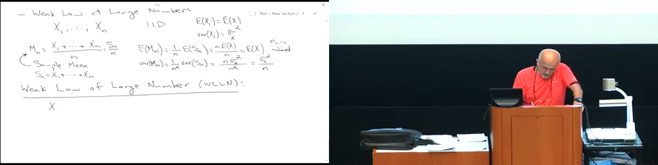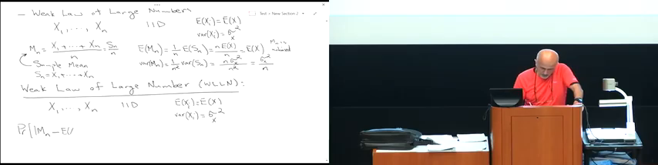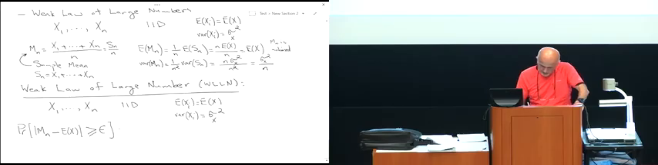So the weak law of large numbers says if you have a bunch of random variables Xn that are IID, each has a mean E of X and variance sigma X squared, then the probability that Mn moves away from the true mean, in other words, the sample mean moves away from the true mean, which is what? This is less than or equal to what?